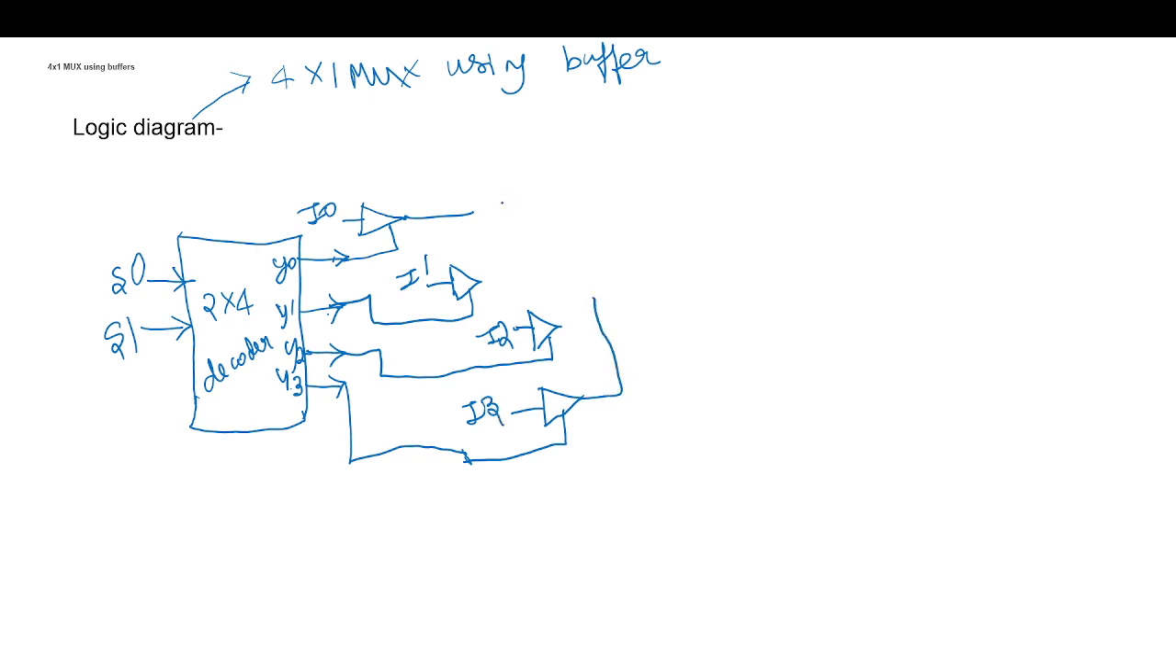So I can short all these buffer outputs because at any one instant, any one buffer will be conducting and the others will be in high impedance state. So this is our logic diagram for a 4x1 multiplexer using the buffer circuit and one decoder. Is this clear? Any doubts till here?